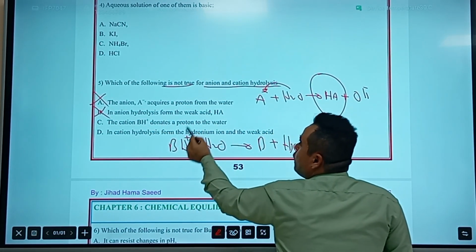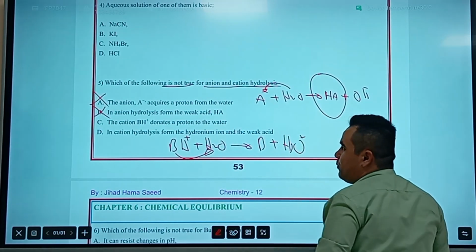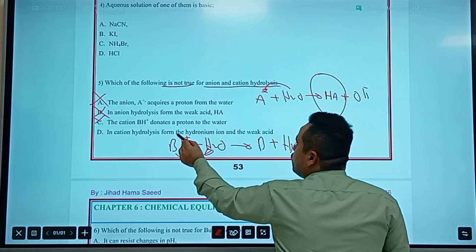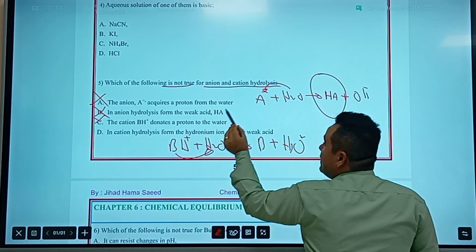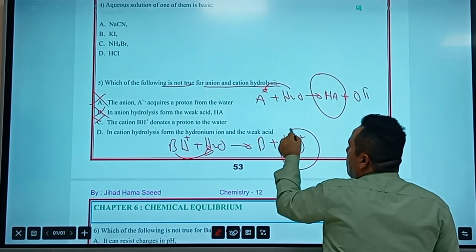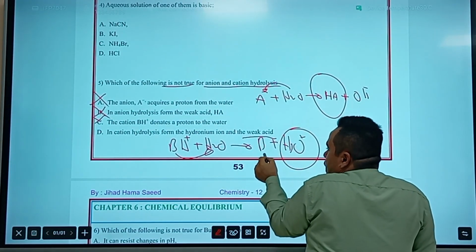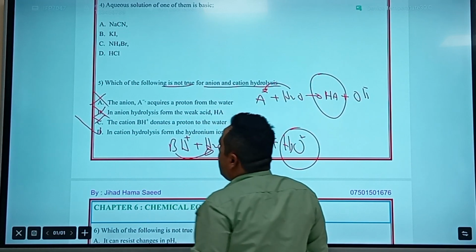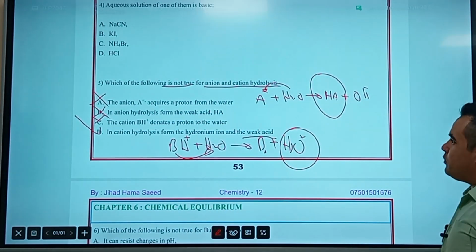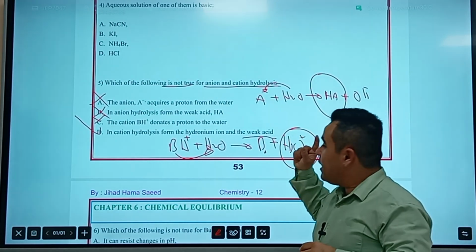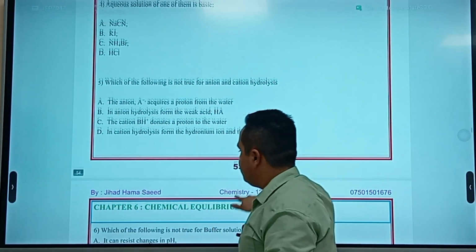BH positive donates the proton to water. Yes, of course, donates the proton to water. It's not true that in cation hydrolysis, it forms the hydronium ion and the weak acid. It forms hydronium, but it will not form a weak acid. It will form a weak base. So this is the not true statement and is the correct answer. It will produce weak base, not weak acid.